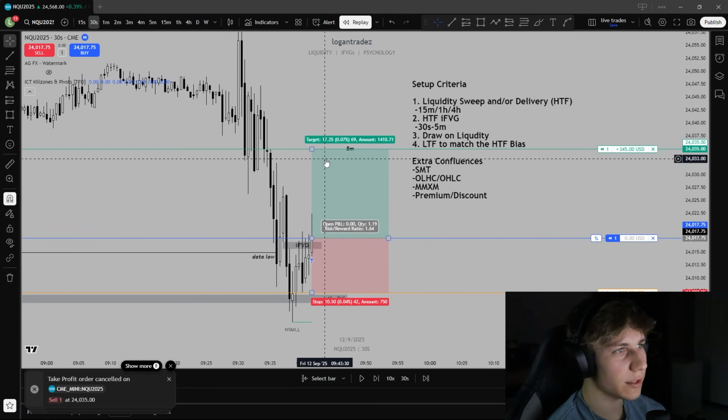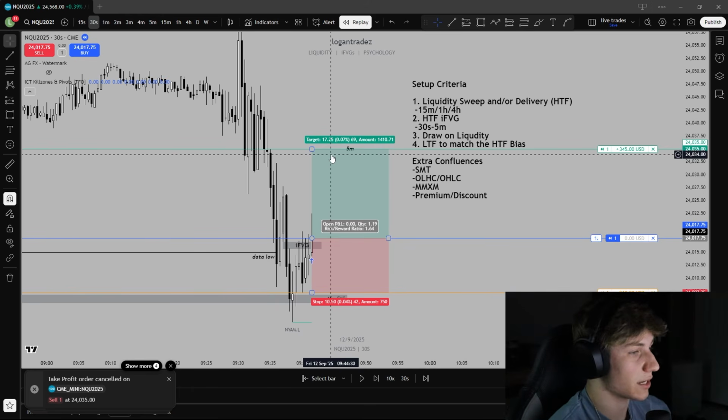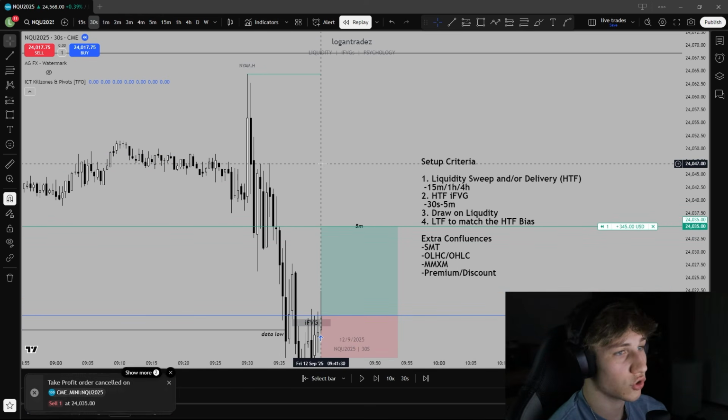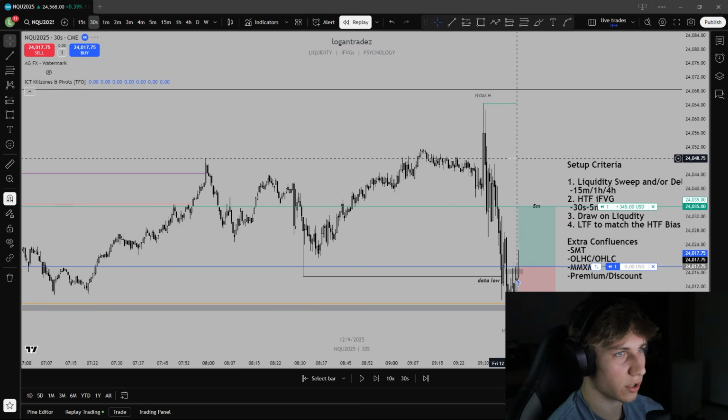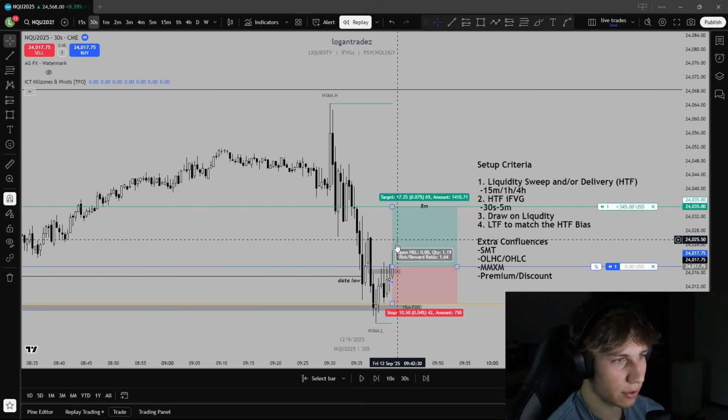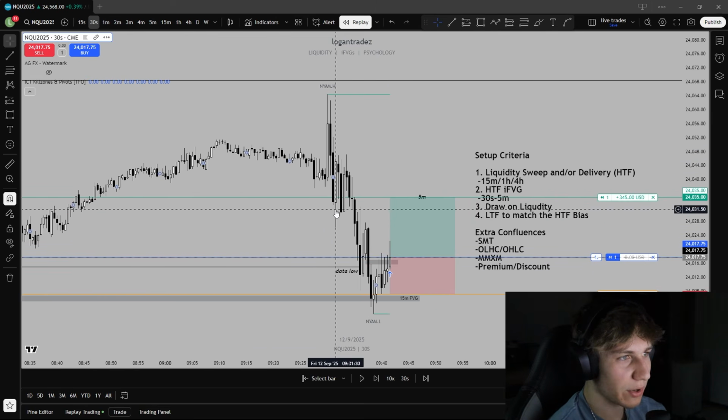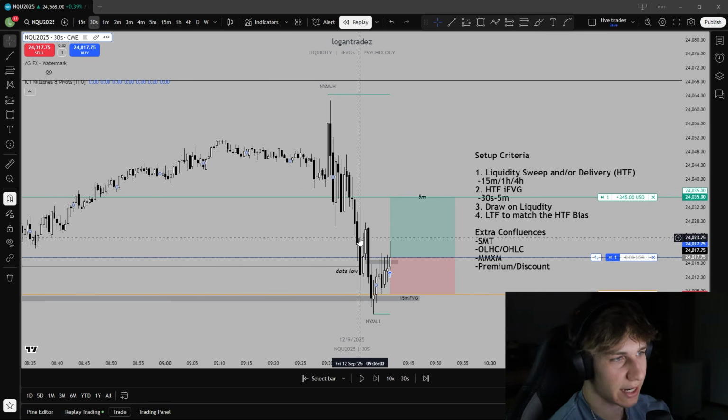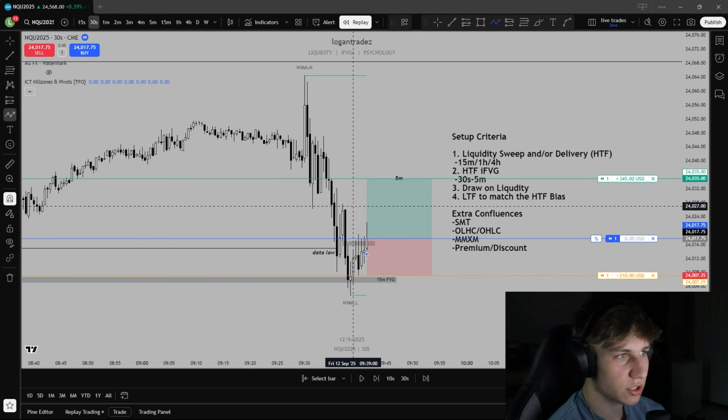Now draw on liquidity. We have an unfilled 5-minute. That is a good liquidity pool. Our draw on liquidity is higher. I'm bullish. We're at all-time highs. We took out our data low, right? Because on the lower time frame, we have this data low. I want us to take out the data low. Boom, we take out the data low. We also put in a manipulation leg here.